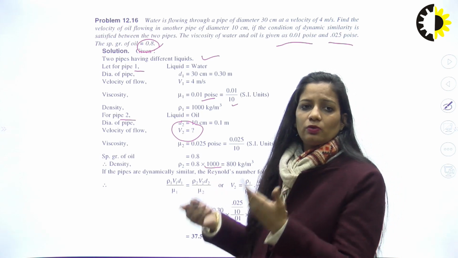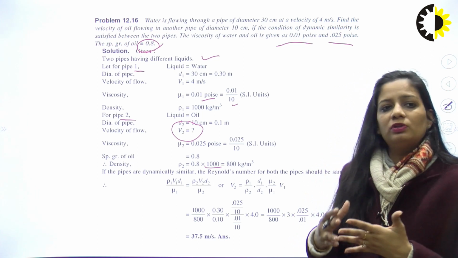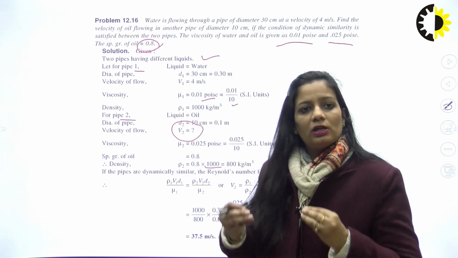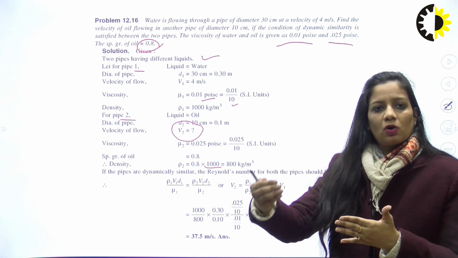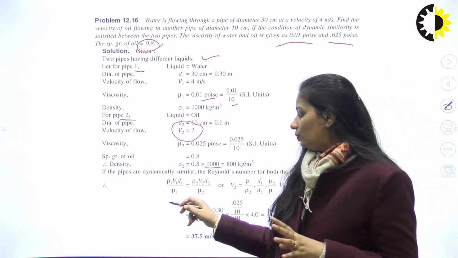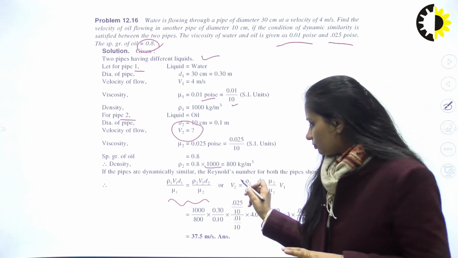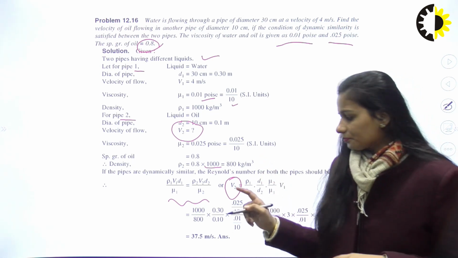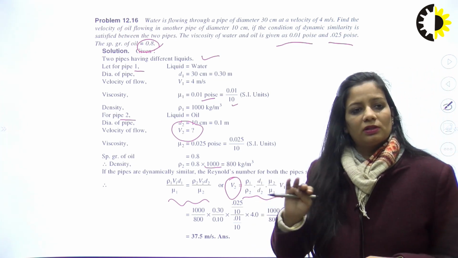Since the question has already told you that the pipes are dynamically similar, the Reynolds number for both the pipes should be the same. So you need to apply the Reynolds number model law in both the pipes. You create the Reynolds number for pipe number 1 and pipe number 2 and just equate them. Here you can see the equations for Reynolds number have been equated, and because the question was asking for velocity at pipe number 2, we have placed the other terms on the RHS.